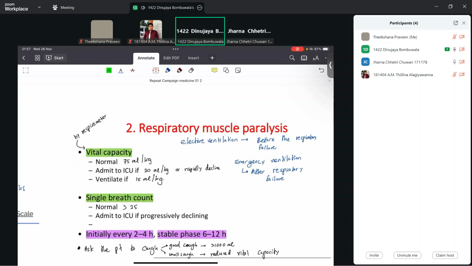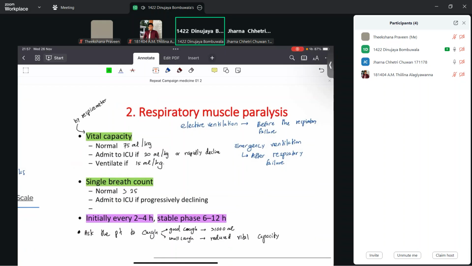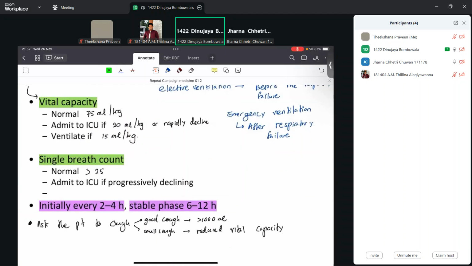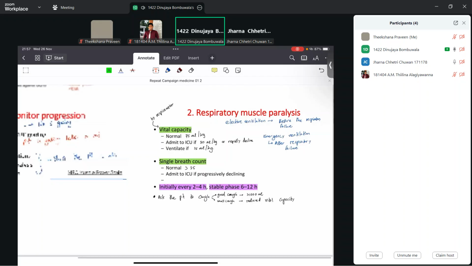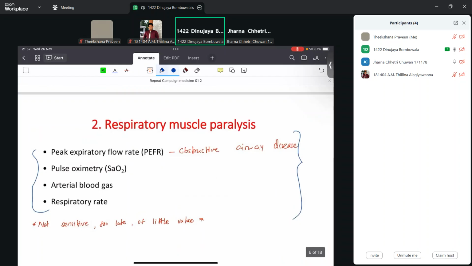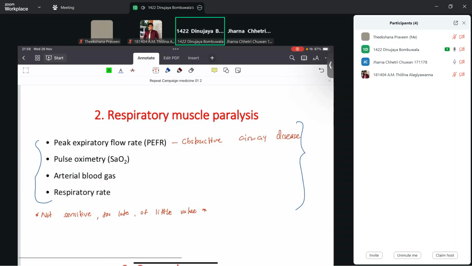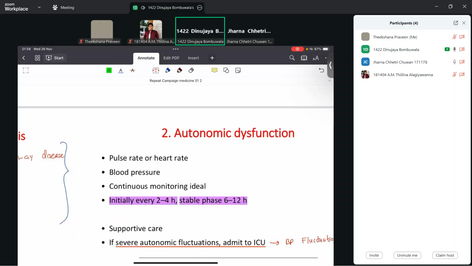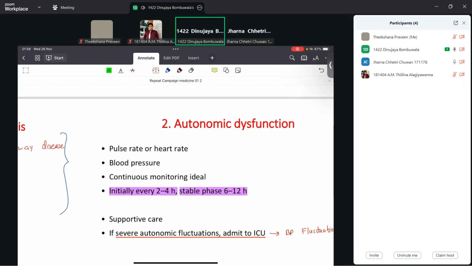So these are for the monitoring, and initially we have to do frequent monitoring, and later on we can decrease the frequency of monitoring as well. So this can be asked. These things are not reliable: the peak expiratory flow rate, pulse oximetry, ABG, and respiratory rate are not reliable to detect early respiratory muscle weakness. For autonomic dysfunction, we have to check the blood pressure and heart rate frequently. If continuous monitoring is available, we can do that as well.